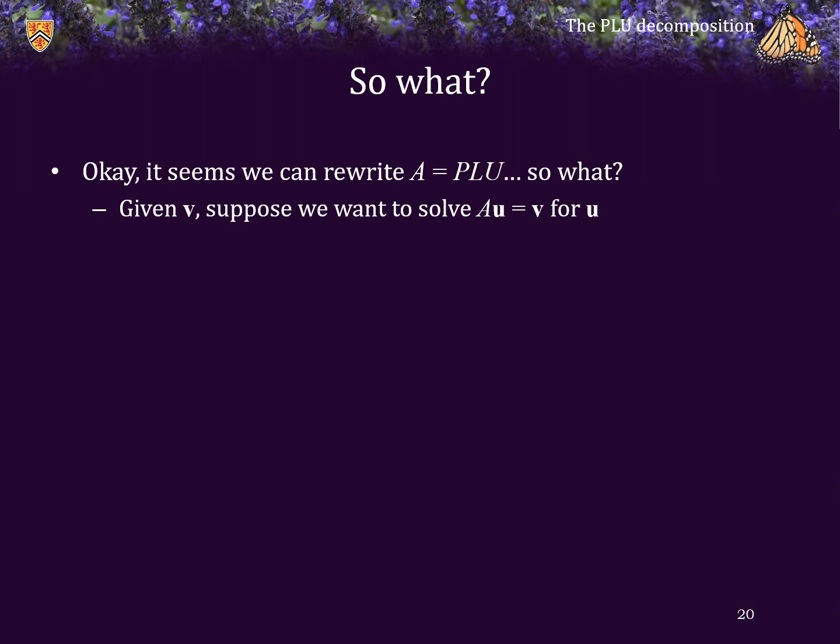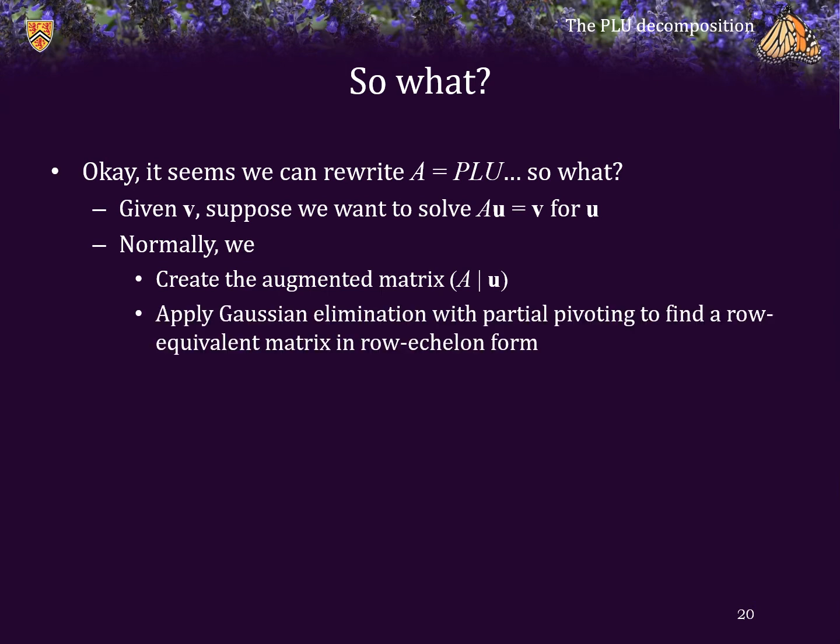Well, given a target vector V, suppose we want to solve A times U is equal to V for the vector U, which is unknown. Normally, we would, of course, create the augmented matrix. We would then apply Gaussian elimination with partial pivoting to find a row equivalent matrix in row echelon form. And then we would use backward substitution to find the vector U.